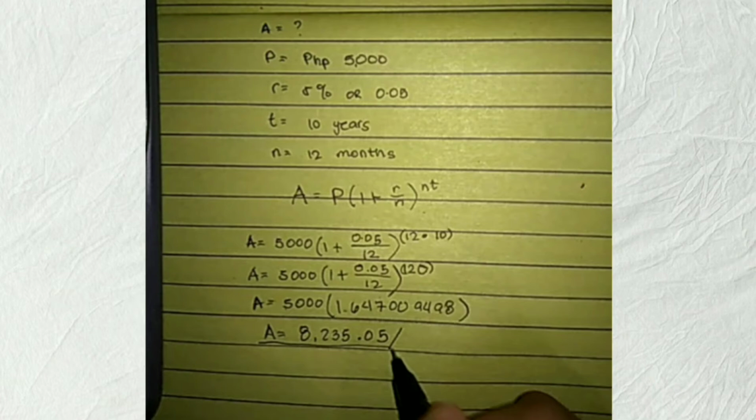The benefits of the compound interest using our example: without the compound interest, your investment would be only 7,500 pesos, with 250 interest per year, plus your puhunan na 5,000. Because of the interest, you will gain 735 pesos.